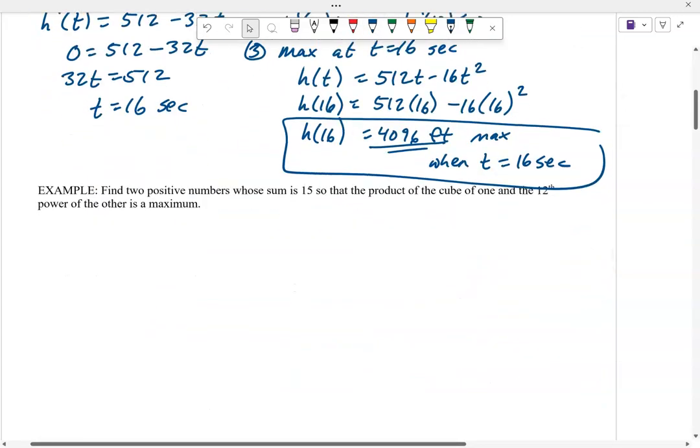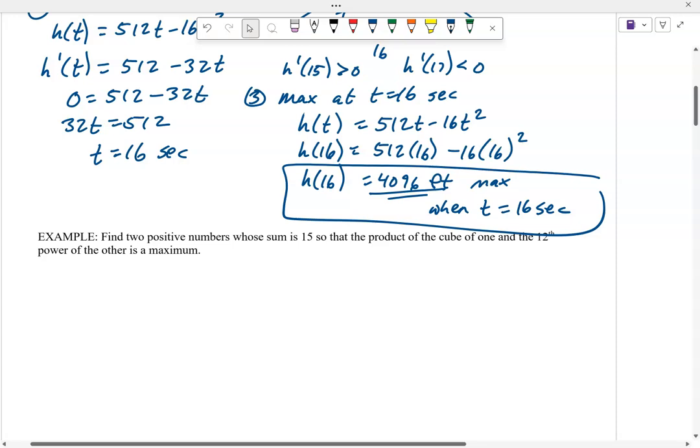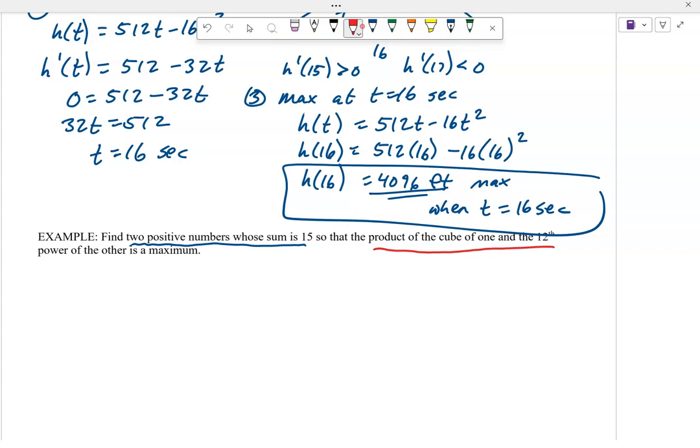All right, let's do another one here. Find two positive numbers whose sum is 15, so that the product of the cube of one and the 12th power of the other is a max. So let's write that first statement. Number one, two positive numbers whose sum is 15. Let's call them x and y.